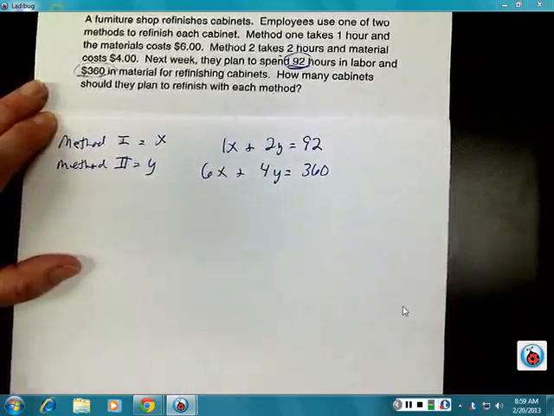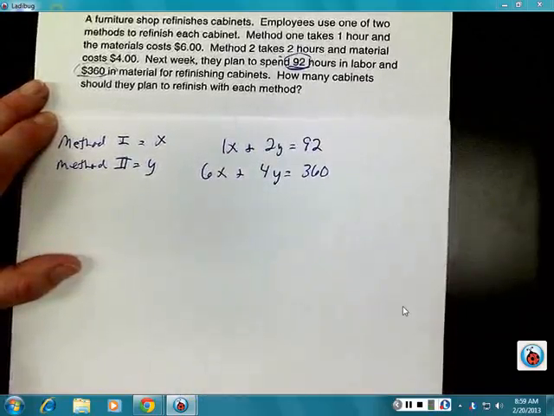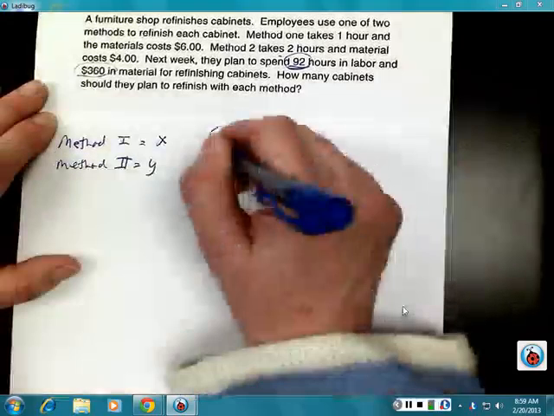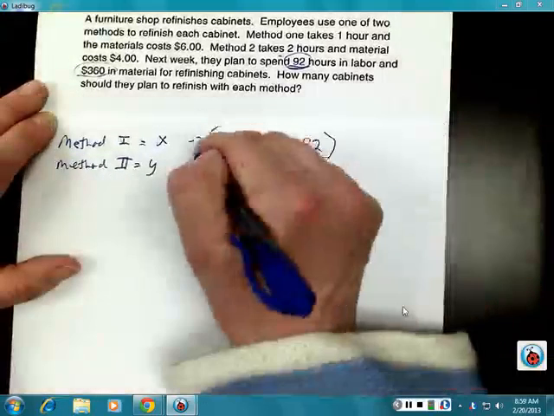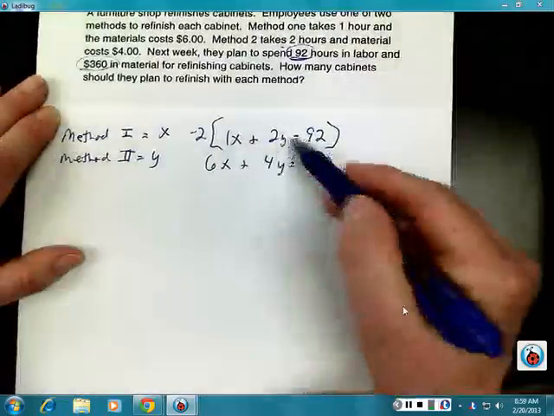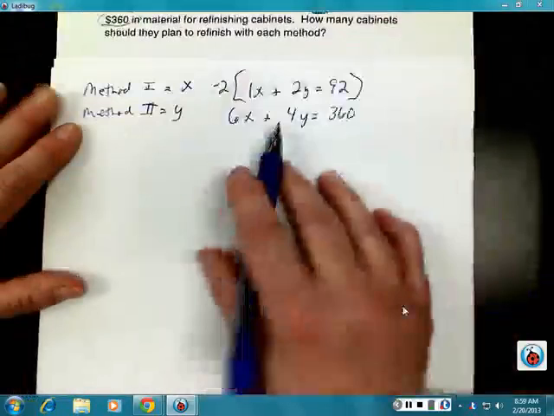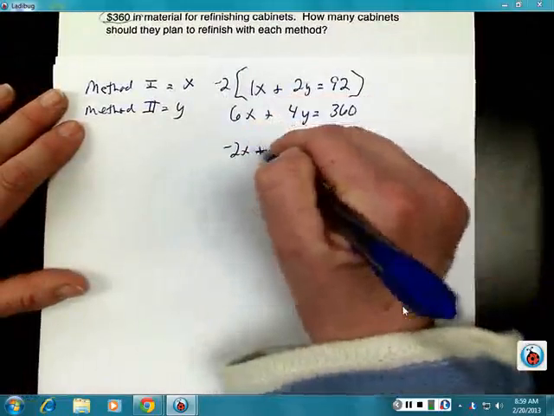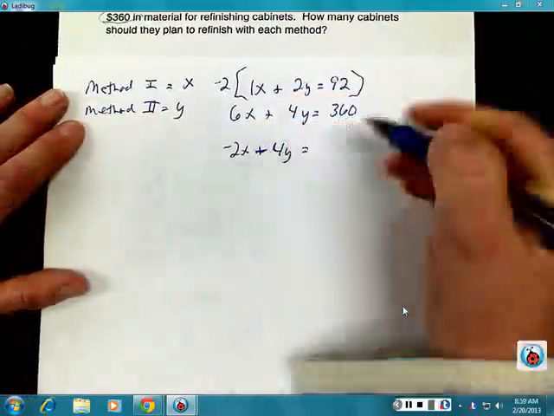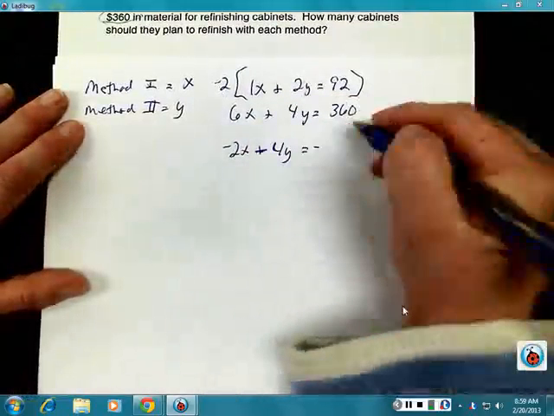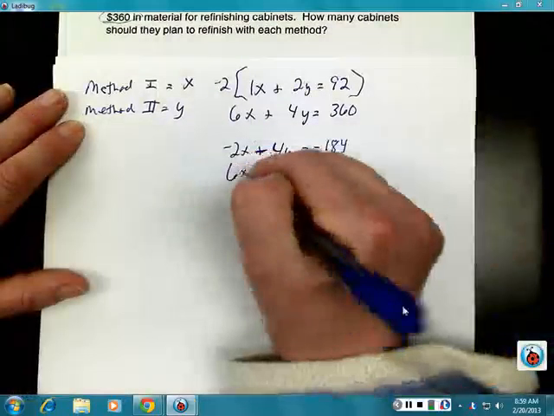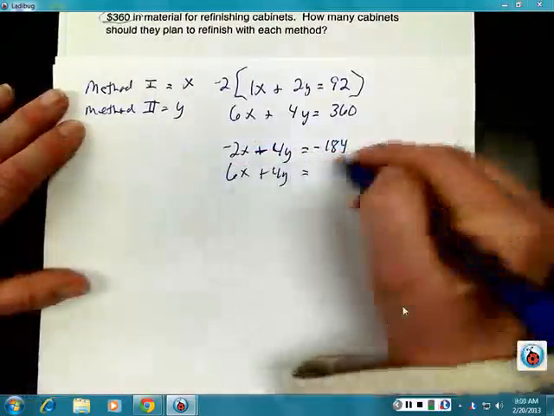The addition one? Which letter you want to get rid of? X's or Y's? If you use that addition, you would use Y's, right? Because then what I would do is take this top equation and times it by a -2, which is going to make my Y's disappear. So let's might as well finish it. -2x plus or minus 4y is equal to -184, I think. And then 6x plus 4y equals 360.